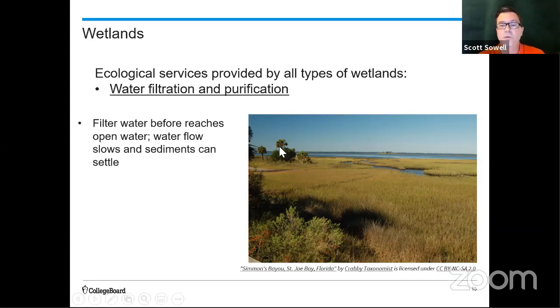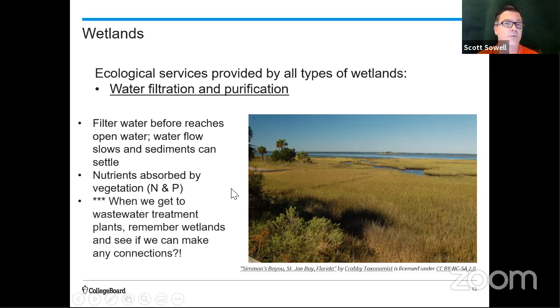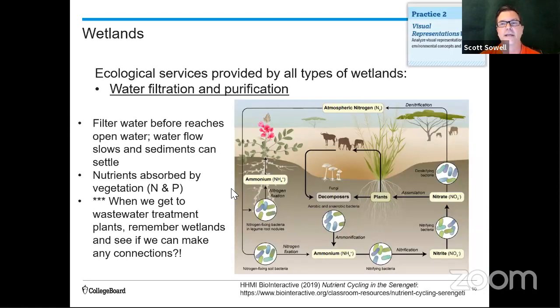cleaner. The second way it does this is, look at all this vegetation. All of these grasses are assimilating and absorbing nitrogen and phosphorus. So by the water simply passing through this wetland on its way out, it is reducing turbidity, sediments are coming out, but it's also reducing the nutrient load, the amount of nitrates and phosphates in the water. There are some similarities here to what actually happens in a wastewater treatment plant. So next unit, when we talk about wastewater treatment plants, things that humans have built to clean our wastewater, think about some parallels with what the natural world already does with wetlands. So something kind of cool to think about for next unit.